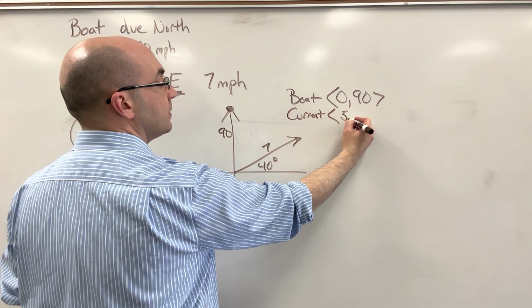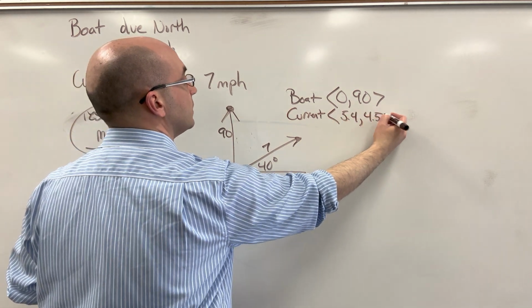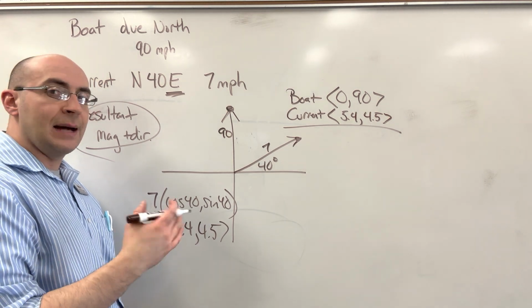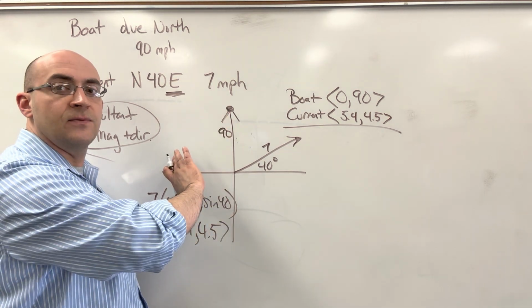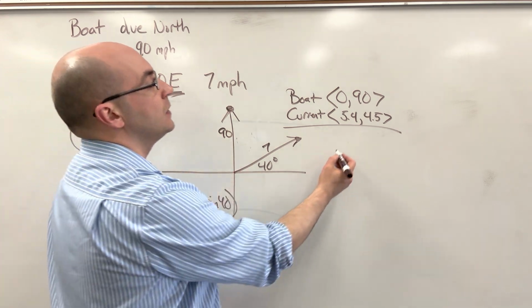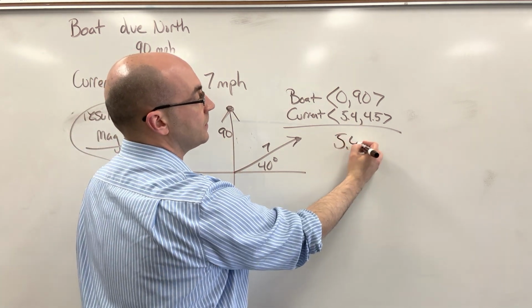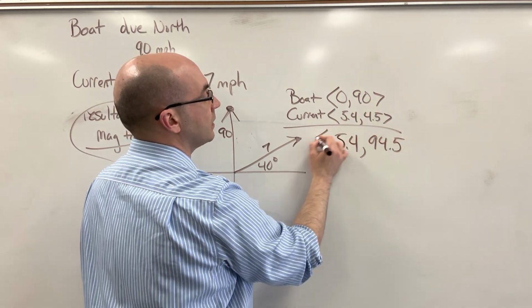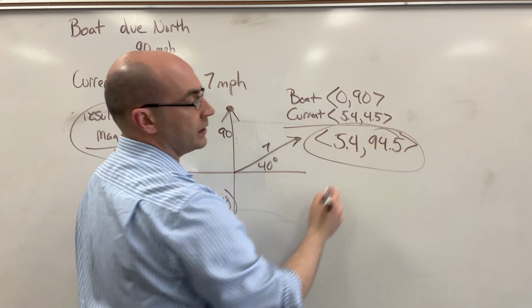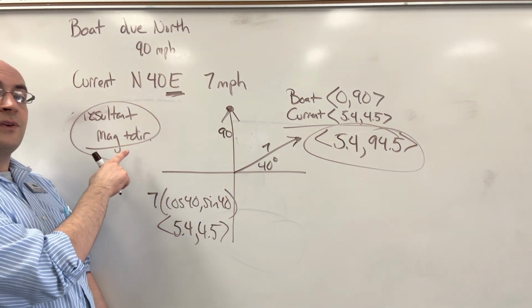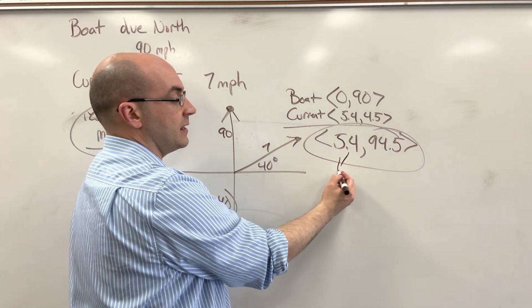So 5.4, comma 4.5. When you have two vectors, you're going to add them together because we're trying to find the combination of how the boat's traveling and how far off the boat is being pushed by the current, right? Because we need that. So we're going to add the x's together, which is 5.4. We're going to add the y's together, which is 94.5. Okay? So this is where we're going to get our values. Now, if I have my xy coordinate, remember that I need magnitude and direction. Well, I can get both from this.